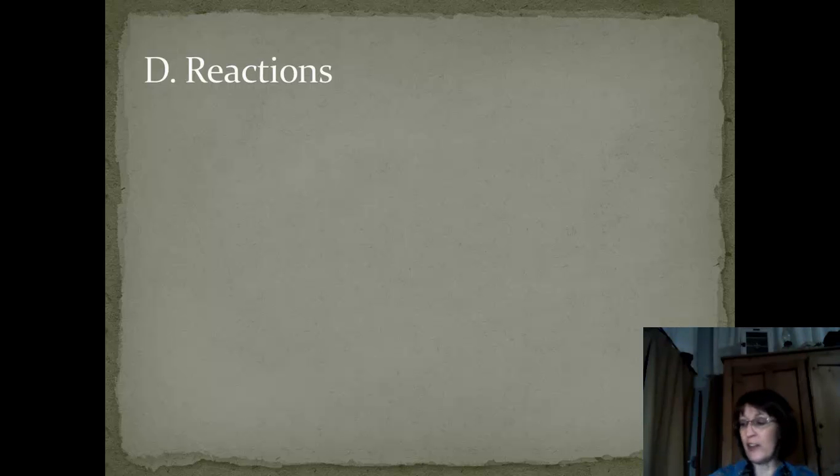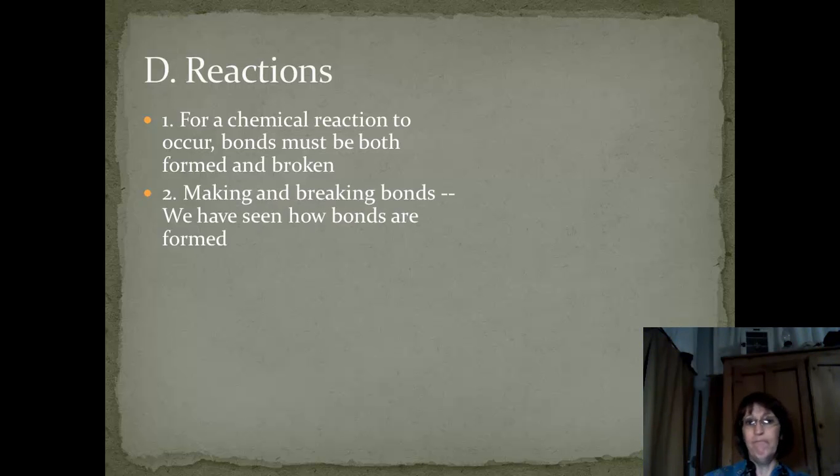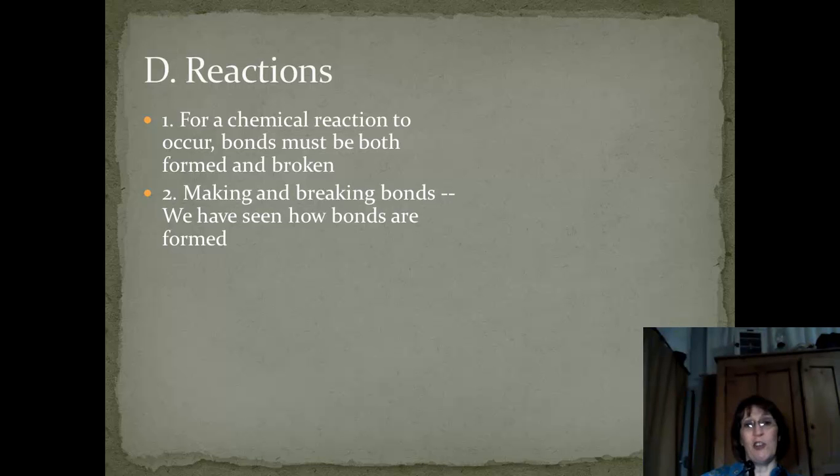Okay, so we're on capital letter D, reactions, on your notes. For a chemical reaction to occur, bonds have to be both broken and formed. That makes sense. You break the bonds of one substance, and you reform the bonds into a new substance. That making and breaking of bonds is going to release energy or take energy to do that.